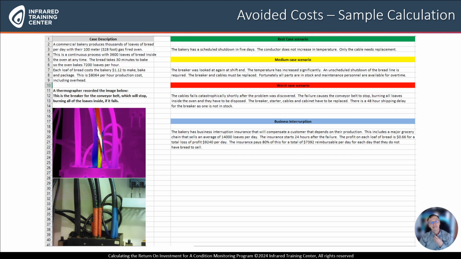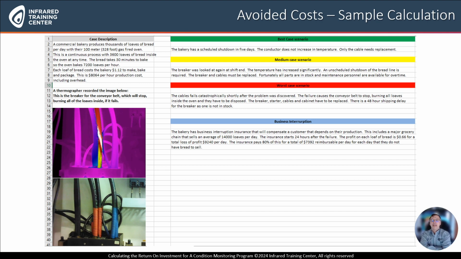The failure causes the conveyor belt to stop, burning all the loaves inside the oven, and they have to be disposed. The breaker, starter, cables, cabinet have to be replaced. There's a 48-hour shipping delay for the breaker as they don't have one in stock. Okay, so I could think of other things that would be a worst case scenario, but this is, I think, pretty reasonable.